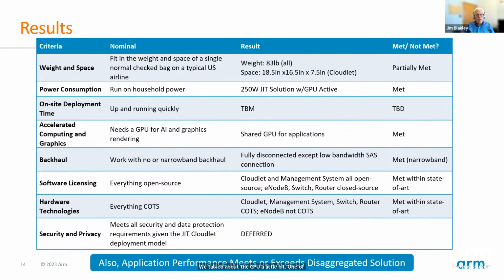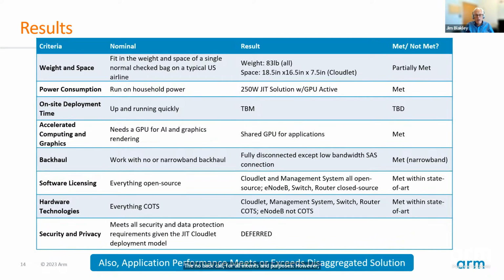We talked about the GPU a little bit. One of the big requirements was to work with no or narrowband backhaul. And this in particular is important because many modern services, many modern applications depend on some level of cloud services capability to access data or to access functionality further back in the cloud. So being able to run the whole thing with the applications in it was very important to it. So we met the no backhaul for all intents and purposes.